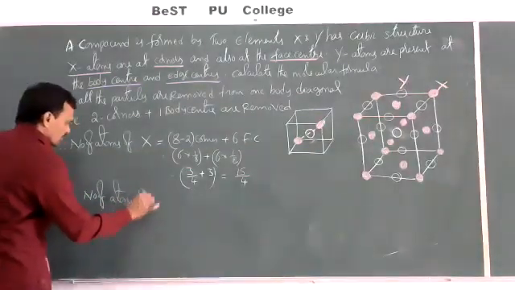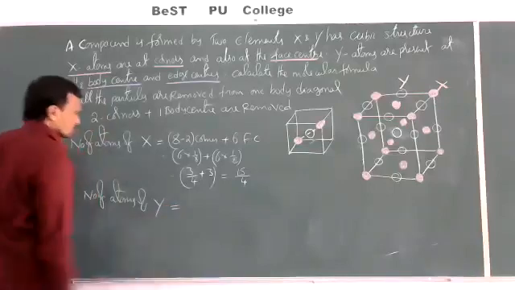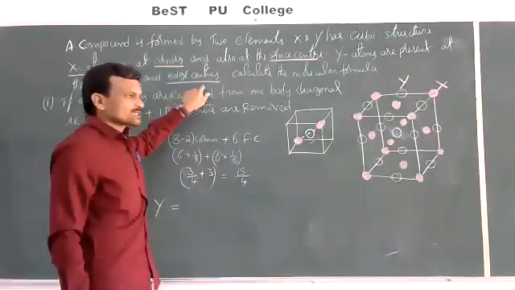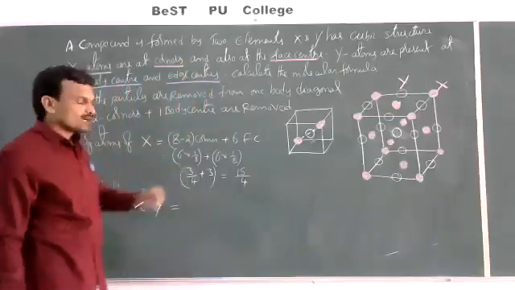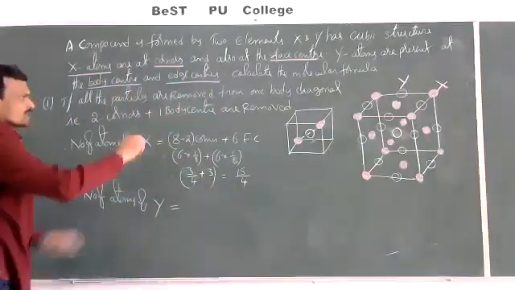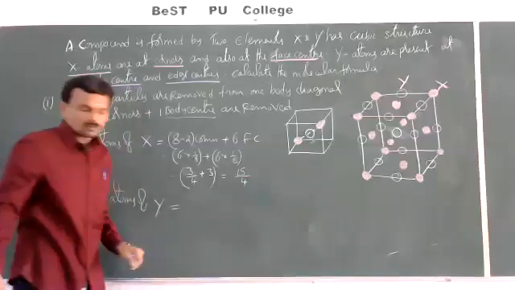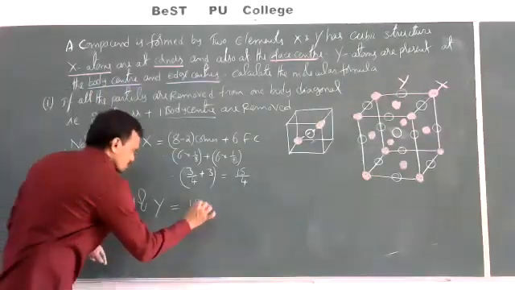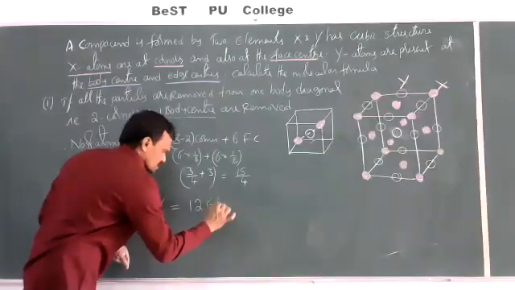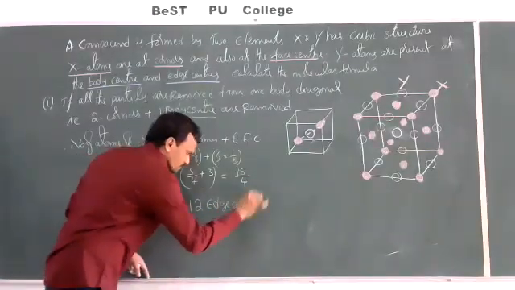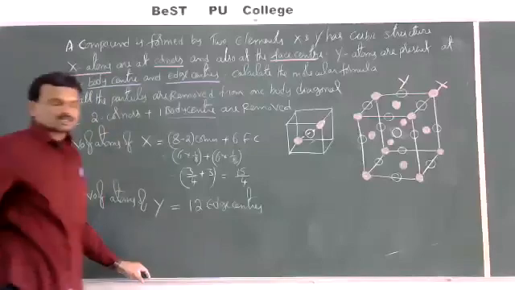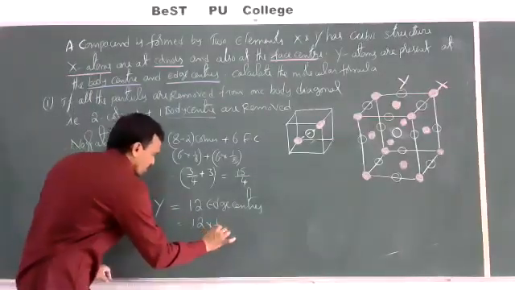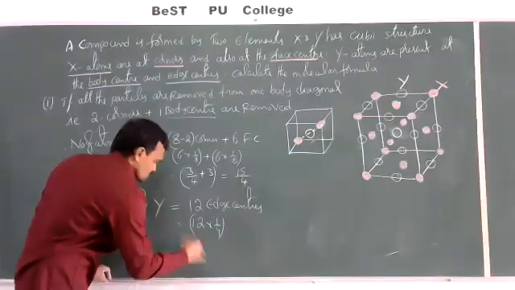So the number of atoms of Y is equal to, see, Y atoms are present at the body center and edge centers. Out of these, one body center particle is removed. That means the remaining are only the 12 edge center particles. Only 12 edge centers remain. So this is equal to 12 into 1 by 4, which is equal to 3.